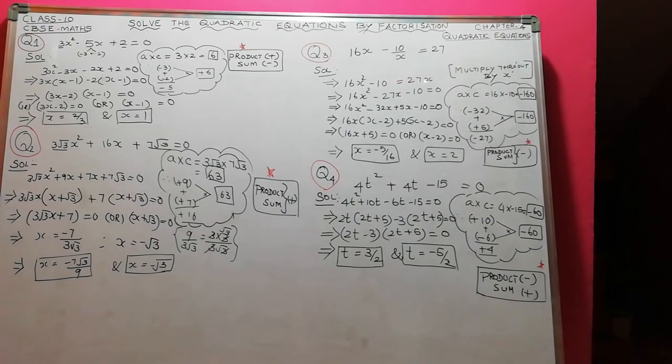Okay, you bring 27x to the left hand side. Now you get the quadratic equation as per the standard form. It gives you 16x squared minus 27x minus 10 equal to 0. Now observe, A into C, that is 16 into minus 10, gives you minus 160. So the product is negative. And the middle term is minus 27, which is also negative. So both product and sum are negative.